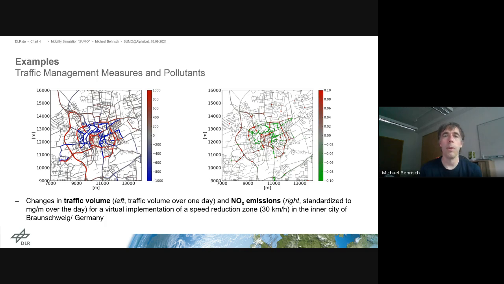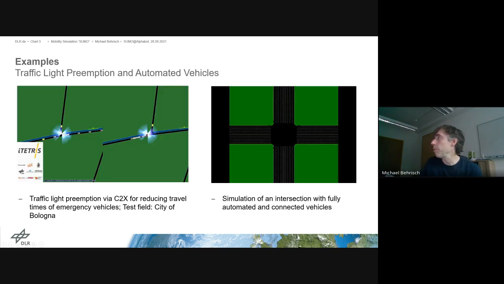This is one example where we did this in Brunswick, a medium-sized city in Western Germany, where we really tried to restrict the inner area of the city and estimate how this changes NOx emissions. So we had the speed reduction zones of 30 kilometers per hour in the inner city. And SUMO modeled, so simulated the whole traffic, and we did estimate how this changed the pollutants.